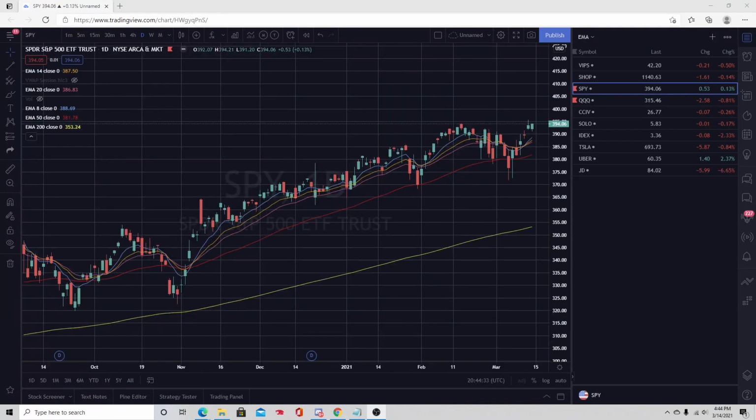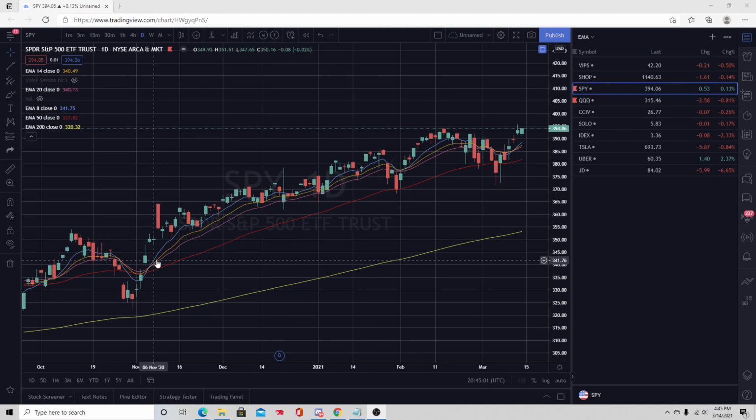Looking at the SPY chart, you can see where each one of these lines acted as support or resistance in the past. 8 EMA support, 14 EMA support, 20 EMA support. Once it lost all of these, which could have been a sell signal, it bounced off the 50-day. Right back up. And you can see where each one of these lines paints a picture.